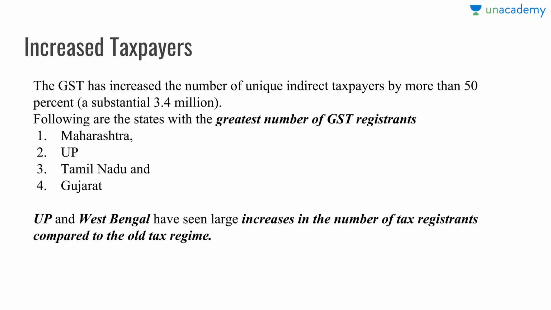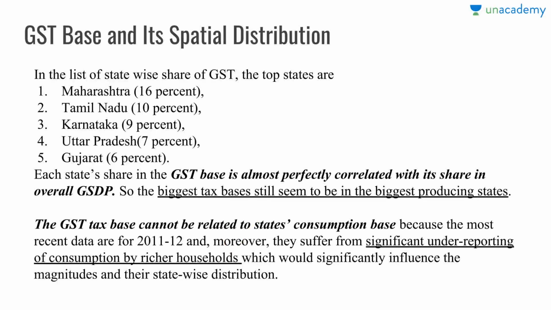It goes without saying that the number of taxpayers has increased. There is not a single doubt in my mind that the number of unique indirect taxpayers has increased by more than 50%. About 34 lakh new people have come in, and the greatest number of GST registrants are from the big states: Maharashtra, UP, Tamil Nadu, Gujarat. UP and West Bengal have seen increases in the number of tax registrants compared to the old tax regime. So this is also good.